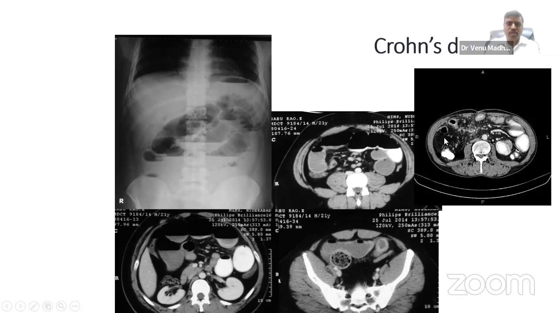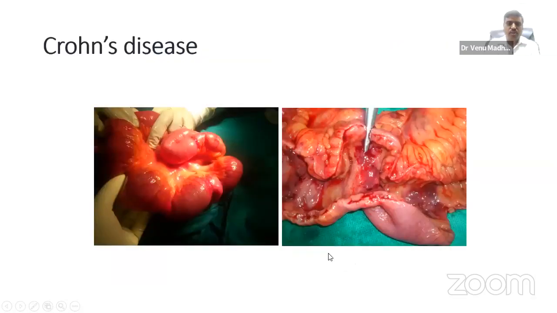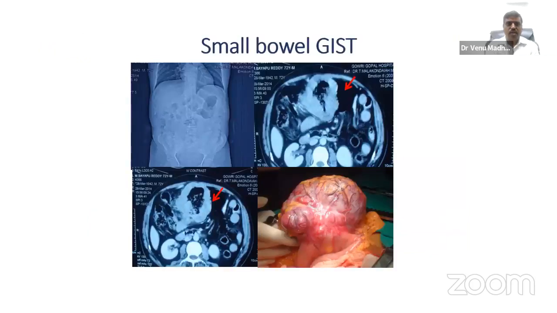This is one more image which shows prominent vasa recta in the mesentery, and in the mesentery there's a lot of fat content in between the bowel loops. So this is a case of Crohn's disease, and if you do a correct CT enterography, we can even identify the skip lesions and other lesions as well.